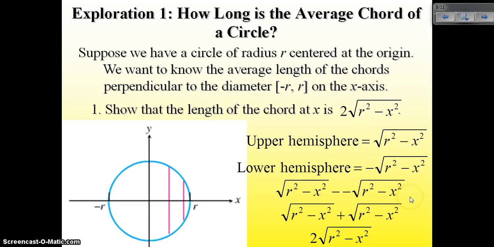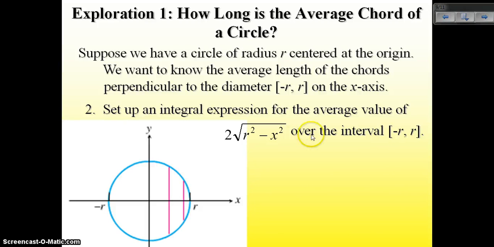Alright, as the last video ended, we had just explained how the general distance from the top of the upper hemisphere down to the lower would be this radical, the square root of r squared minus x squared, and then this bottom one was represented by the negative. Put those together, plus, and that's how we get 2 times the square root of r squared minus x squared. Now, we want to set up an expression that calculates the average value of that function.